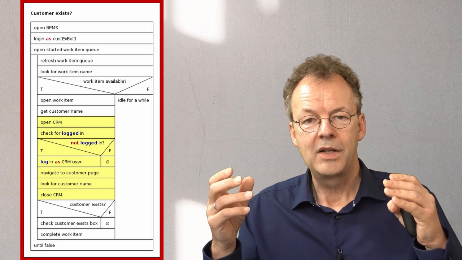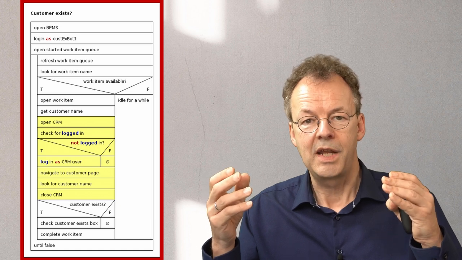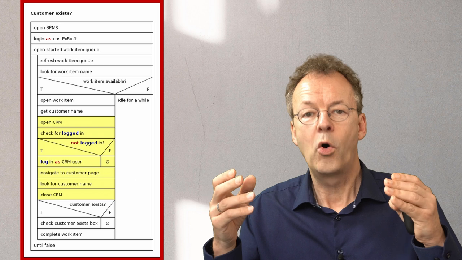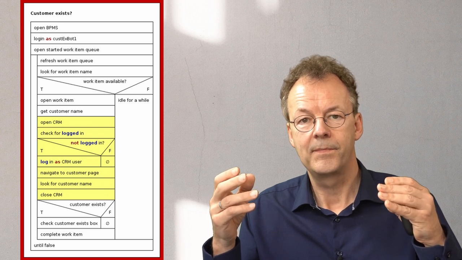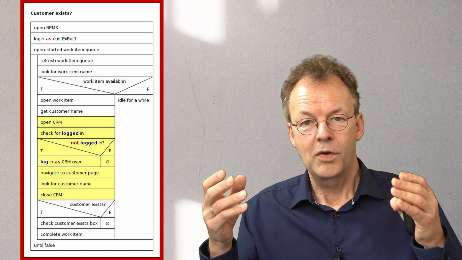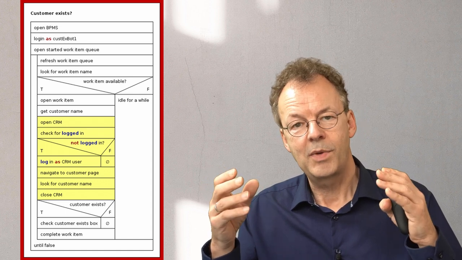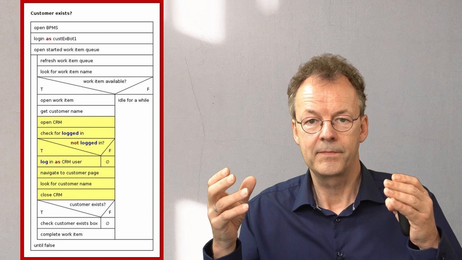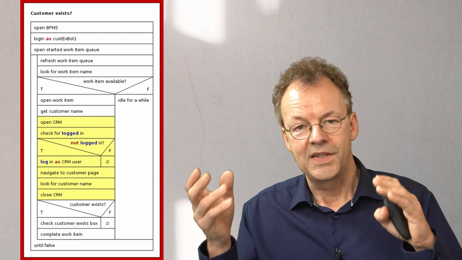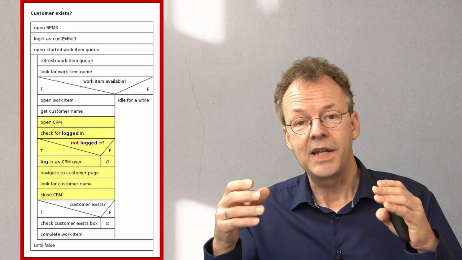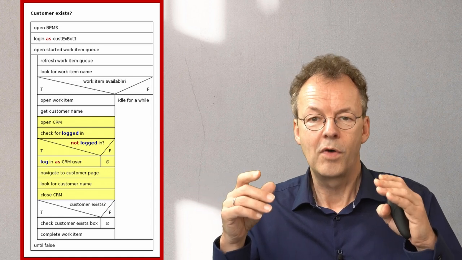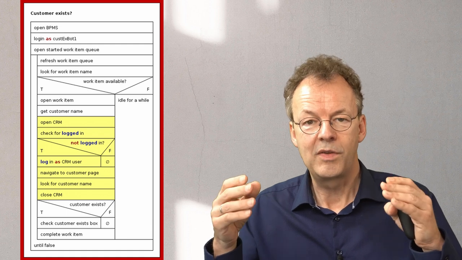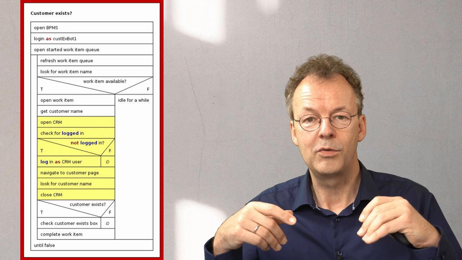If a work item is available, we open it and get the customer name from the work item and then open the customer relationship management system. We check if we are logged in. If not, we do this. And then we navigate to the customer page and look for the customer name and then close the customer relationship management system again. Then, if the customer exists, we check the customer exists box in the form of the business process management system and we complete the work item and then we go into our infinite loop. As you can see, the RPA script is really simple.